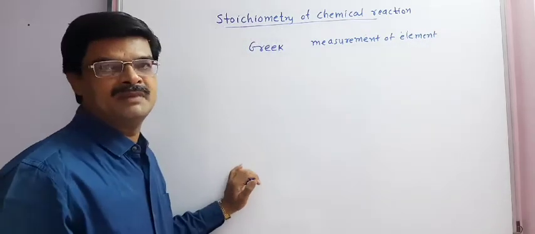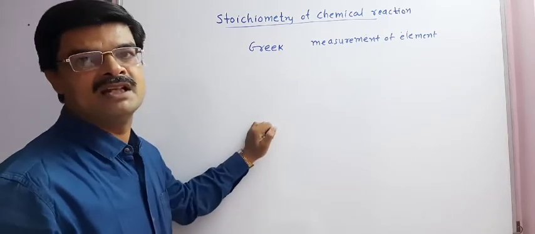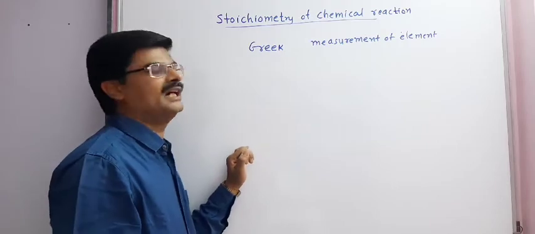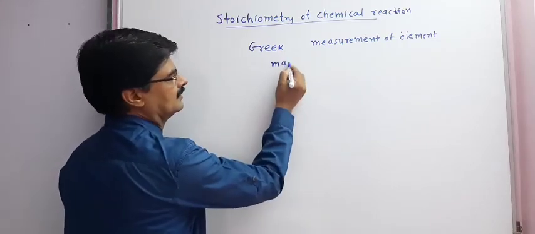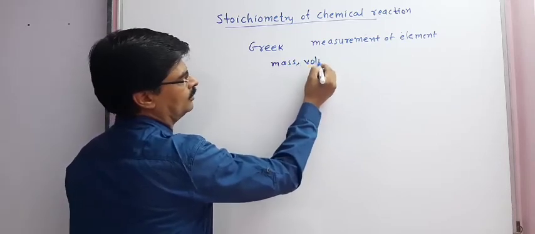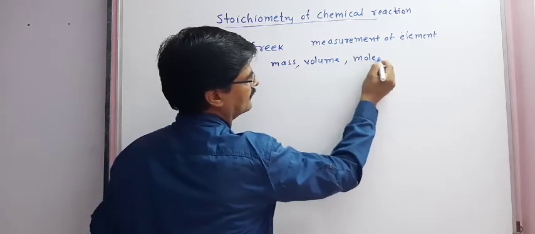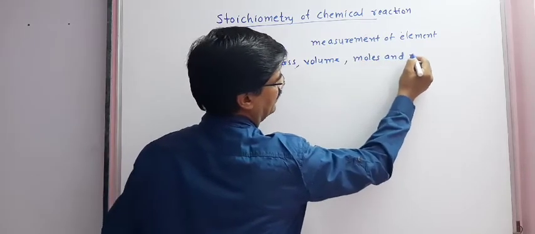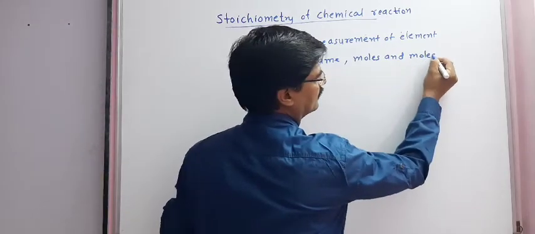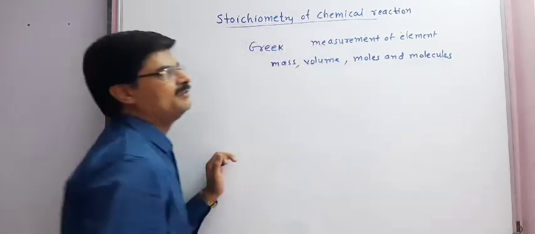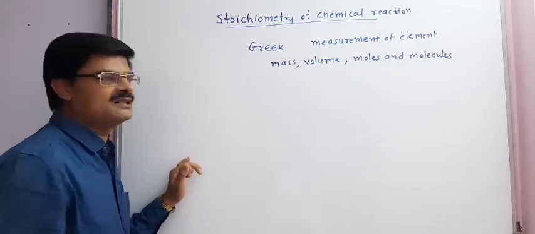If a balanced chemical equation is given to us, then the quantitative relation between reactant molecules and product molecules in terms of mass, volume, moles and molecules can be established easily. To understand this stoichiometry, let us take an example.